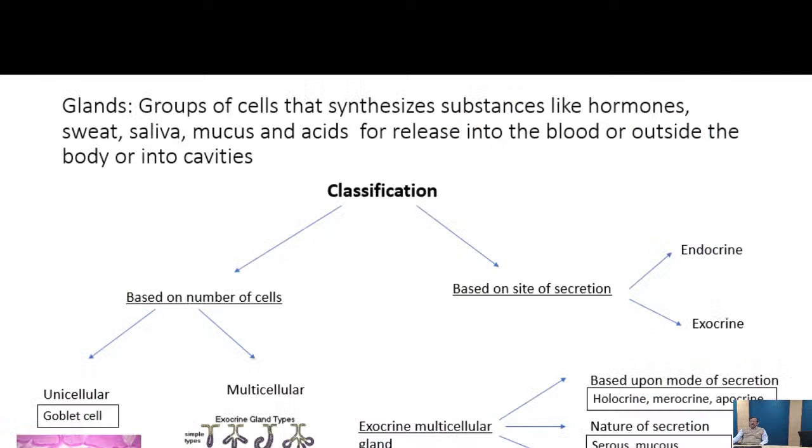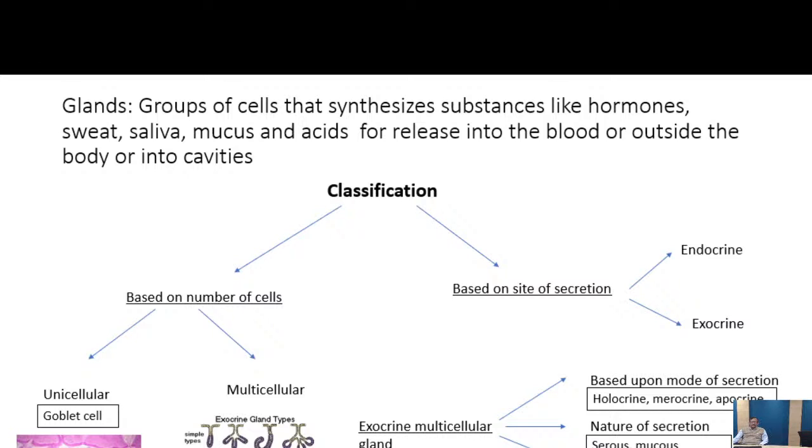So I have told you in the beginning that the epithelium also forms glands. So what are glands? Glands are groups of cells that synthesize substances like hormones, sweat, saliva, mucus, and acids for release into the blood, or outside the body, or into cavities. And how are they classified? They are classified based upon the number of cells. They can be unicellular, for example the goblet cell, or they can be multicellular, for example the sweat gland.